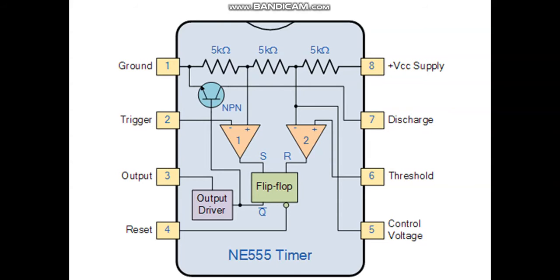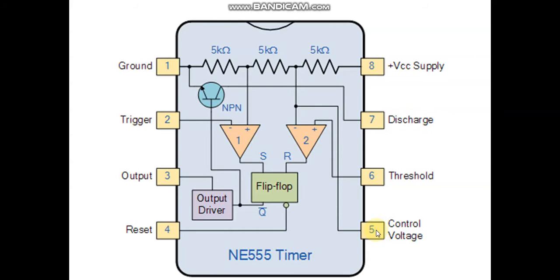Next, coming to pin number 4, that is the reset pin. This pin is used to reset the internal flip-flop controlling the state of the output. You can see pin number 4 is connected to the Q and Q bar of the SR flip-flop. This is an active low input and is generally connected to a logic 1 level when not used, to prevent any unwanted resetting. Next is pin number 5, control voltage.